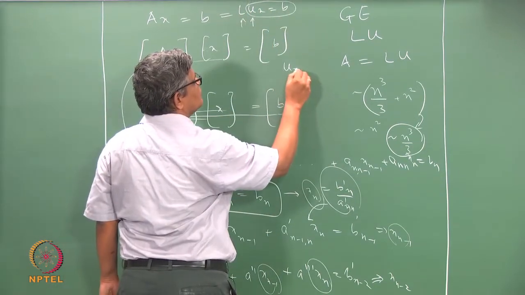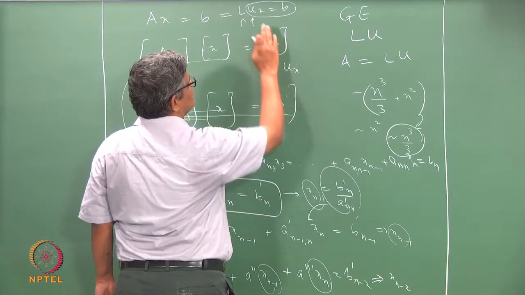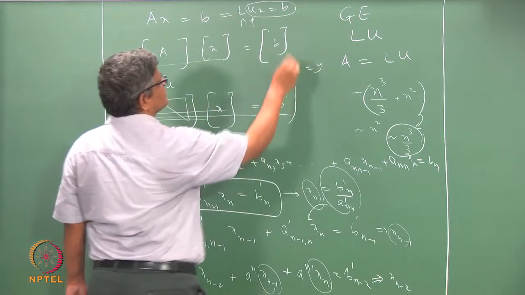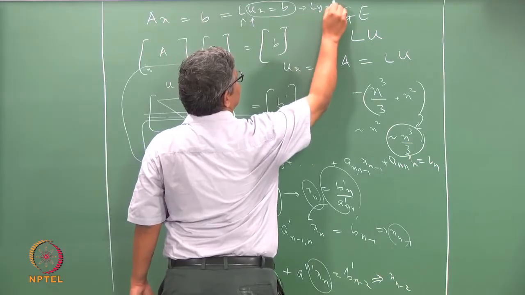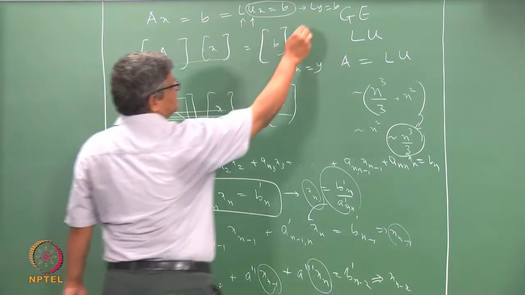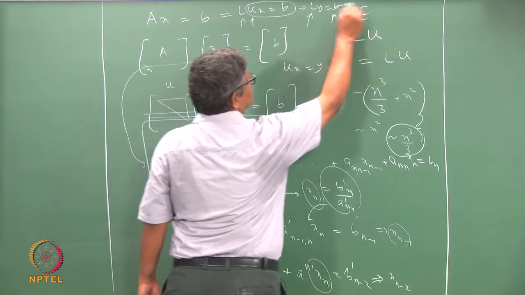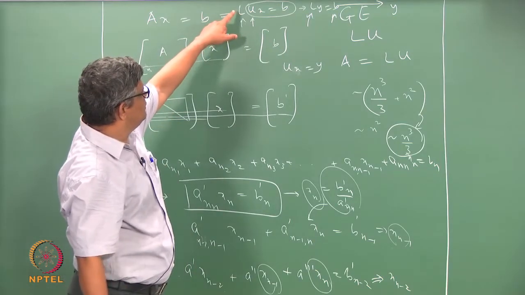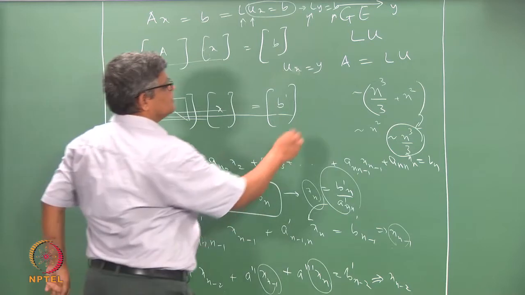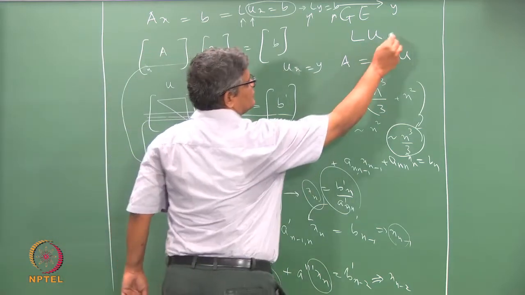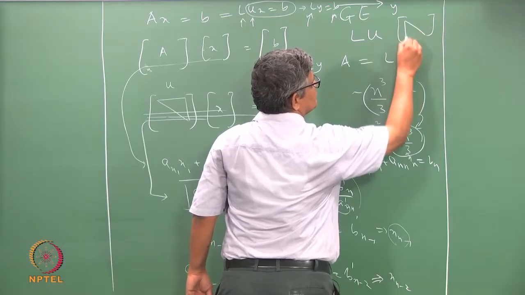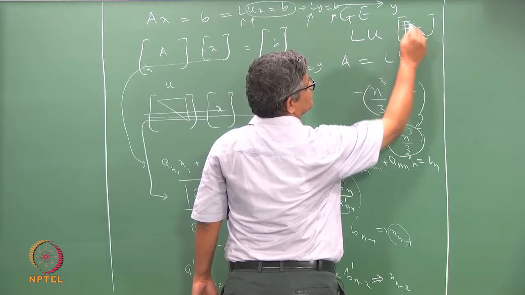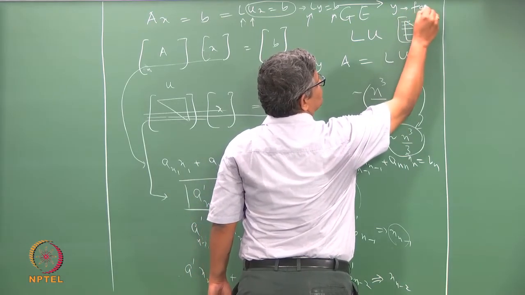So you can put Ux equal to y, so that we write this as Ly equal to b. In this, L is known and b is known, so we can get y, and this lower triangular matrix will be like this. So we get y by starting with the first equation, second equation, third equation, like this. So this we get by forward substitution.